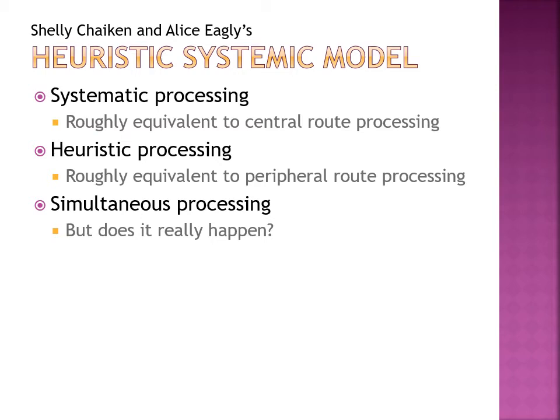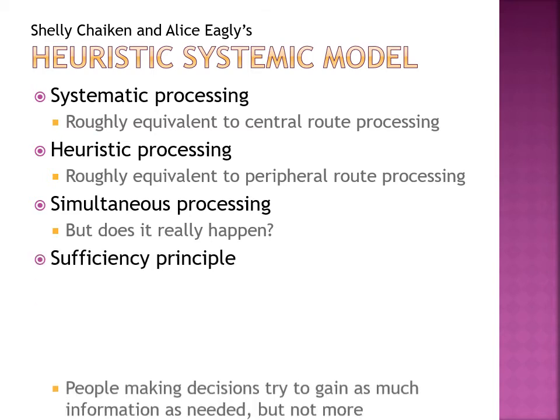So I think it was great that Chaiken and Eagly asked that question. And I think this is a good example of how theories are developed in the social sciences. They really believe that they should be finding simultaneous processing, but there hasn't been a lot of evidence that that actually happens in real life.